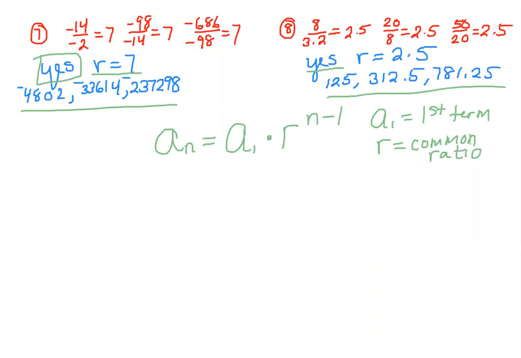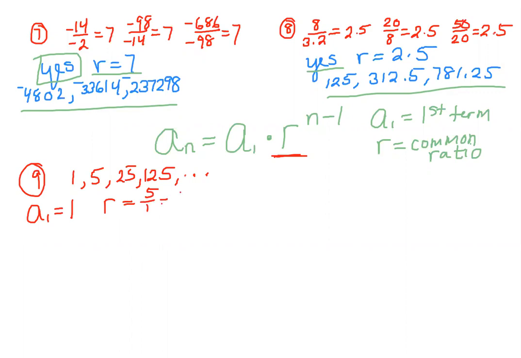All right, so let's look at some examples. Here we've got example number 9. We have a sequence, and it is asking us to write a rule and then find A 6. All of these are geometric. You don't have to check to see if it is geometric. They are geometric, but you do need to find R in order to use this. So A 1 here is 1, and R is 5.